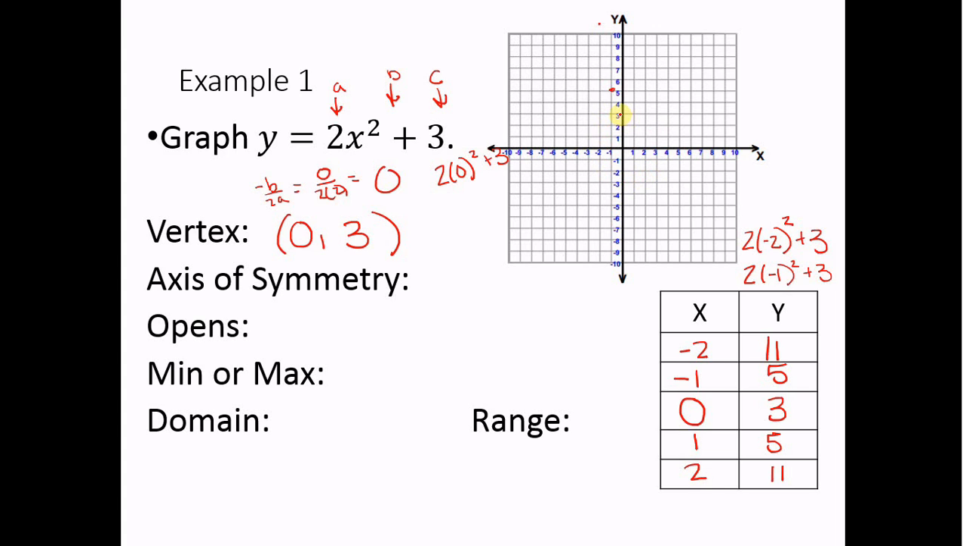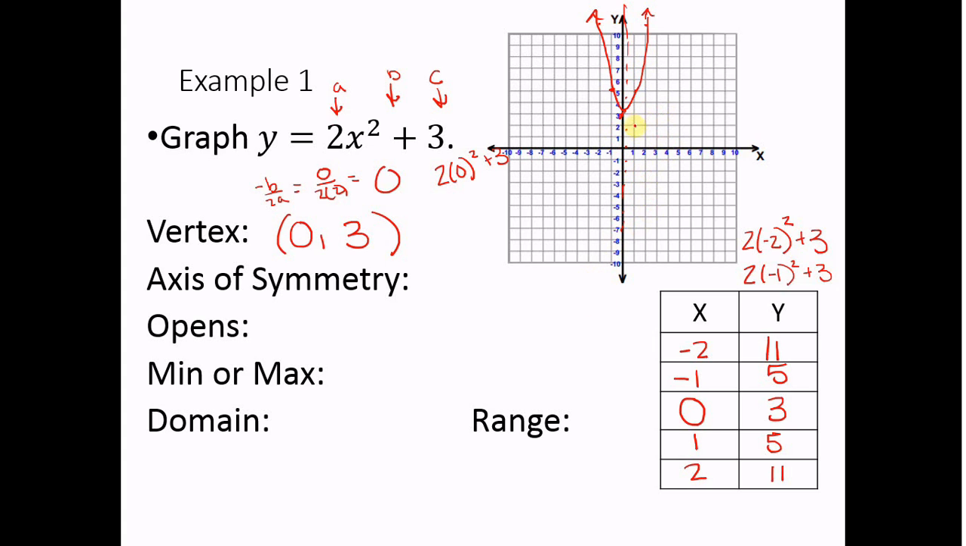0, 3, 1, 5, and 2, 11. That goes about right there. So if I graph my parabola here, there we go. Alright, so my axis of symmetry. If I draw my axis of symmetry in here, where does it cut through?